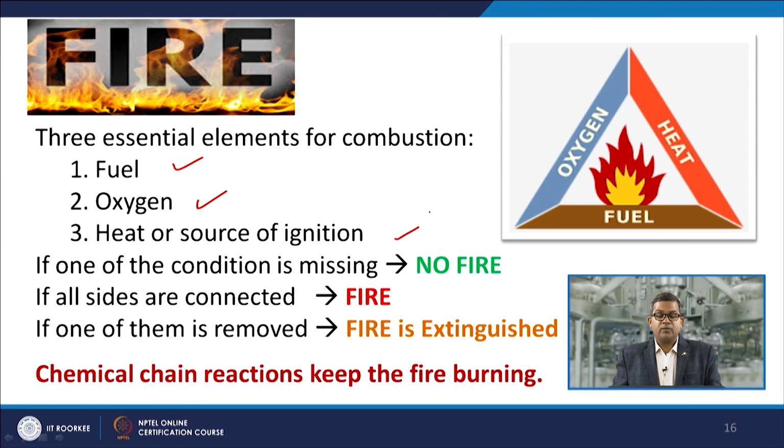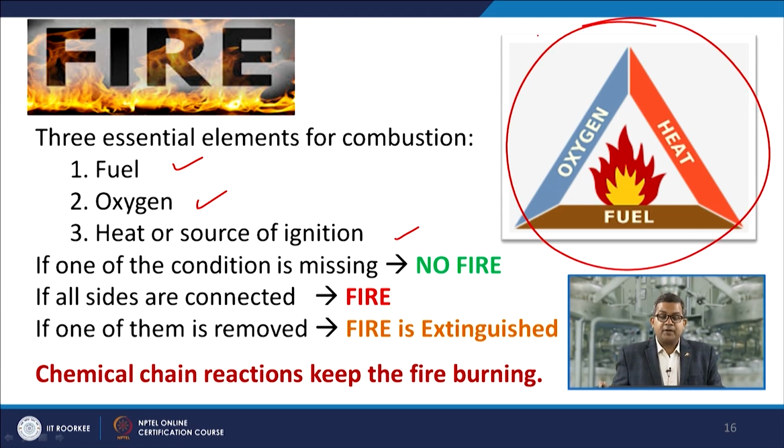Now, to be more scientific, three essential elements are required for combustion, or fire: fuel, oxygen, and heat or source of ignition. All three combine to form the fire triangle. If any one arm is missing, there would be no fire. If all the arms of this triangle are combined, there would be fire. If you wish to extinguish the fire, you need to eliminate any one arm. Whenever we remove oxygen, heat, or fuel supply, the fire is extinguished. In another aspect, it is the chemical chain reaction which keeps the fire burning.